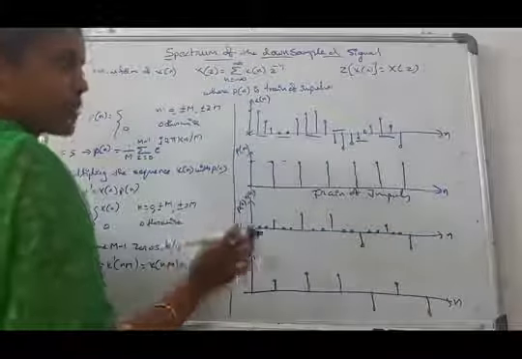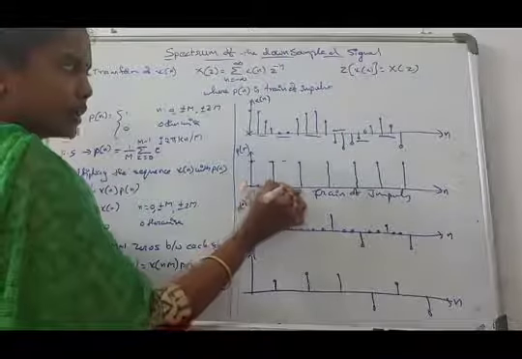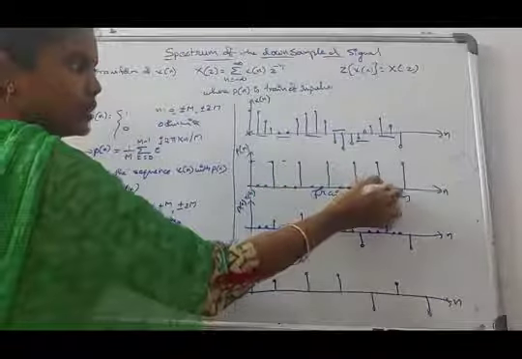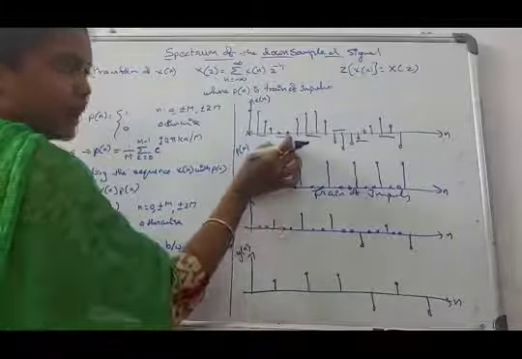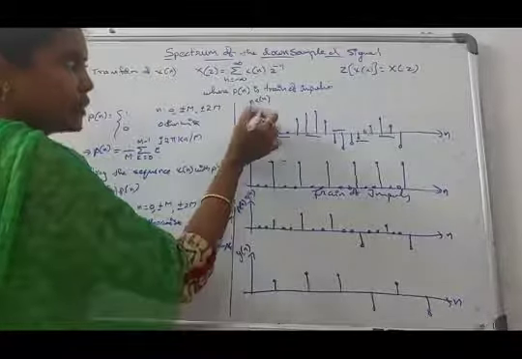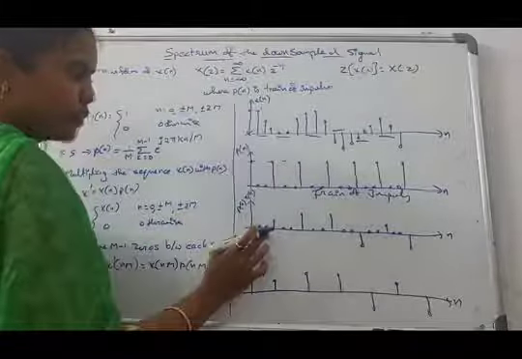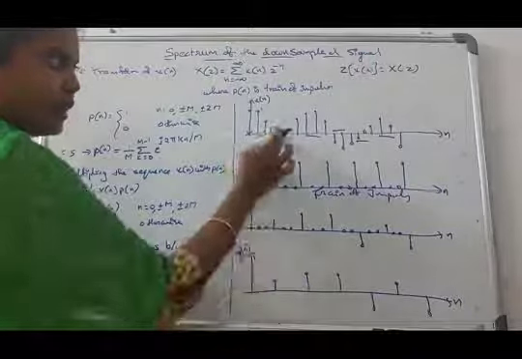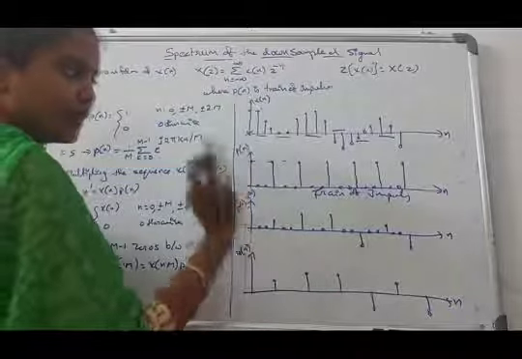Next, multiply. Keep the others as zeros. Now multiply this with x of n, that is p of n into x of n. For example, if this value is 1, then 0 into 1 is 0, and 0 into 0.5 is 0. This value into this one gives this sample. So you multiply each and every sample and you get p of n into x of n.